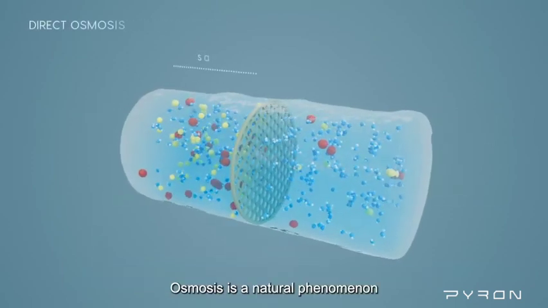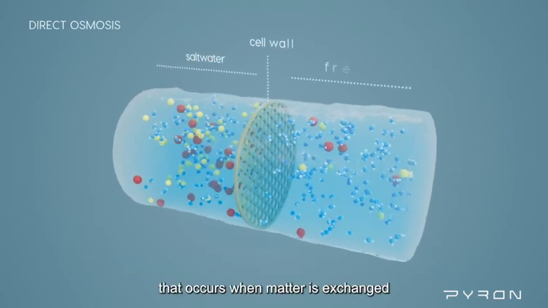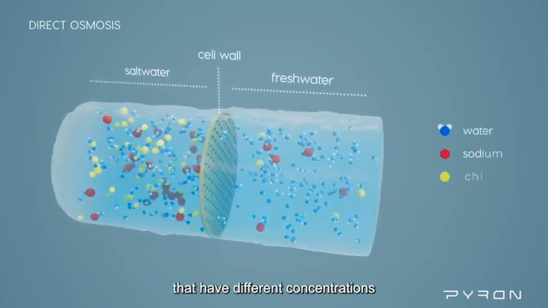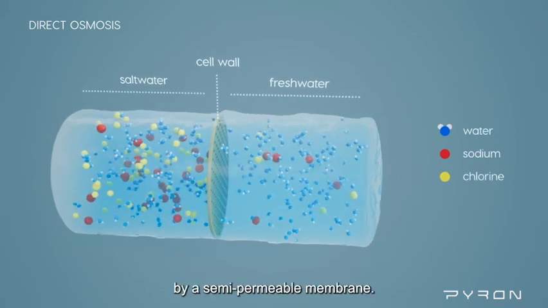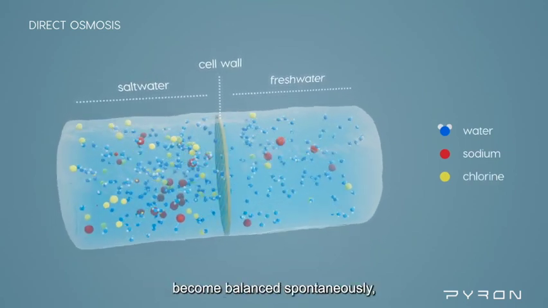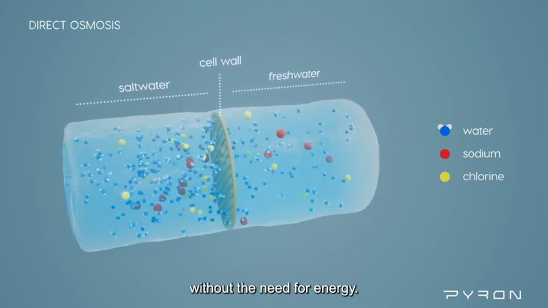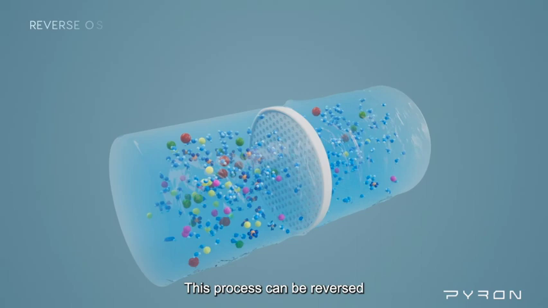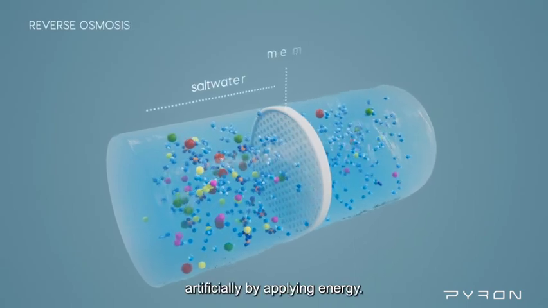Osmosis is a natural phenomenon that occurs when matter is exchanged between two solutions that have different concentrations and which are separated by a semi-permeable membrane. The concentrations of these two solutions become balanced spontaneously without the need for energy. This process can be reversed artificially by applying energy.